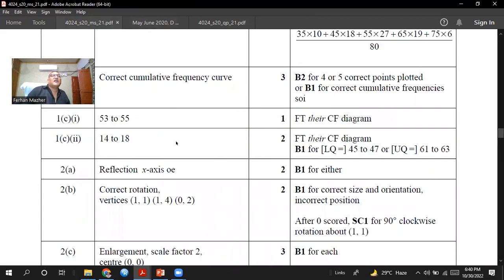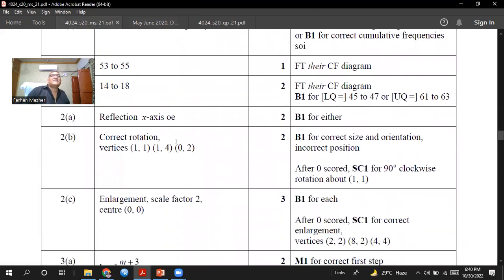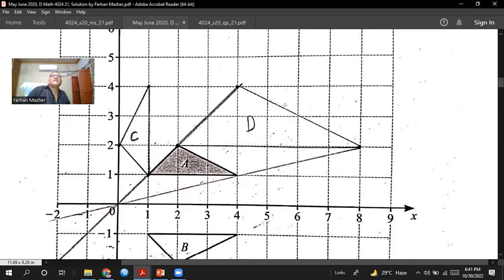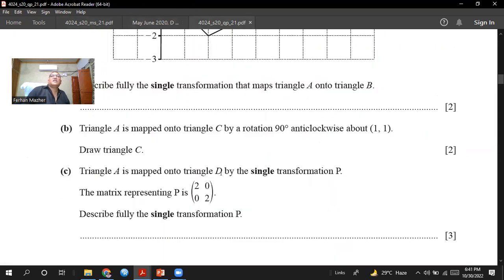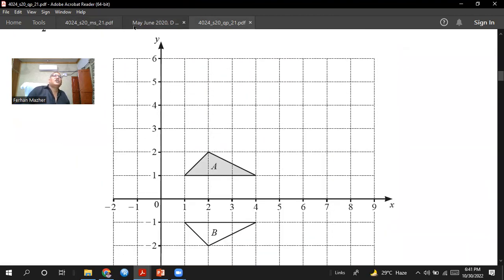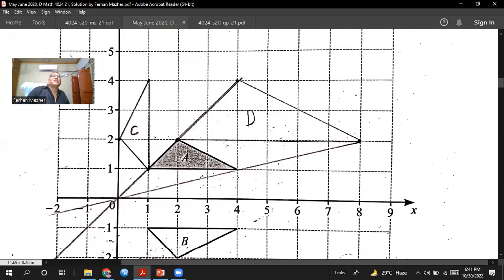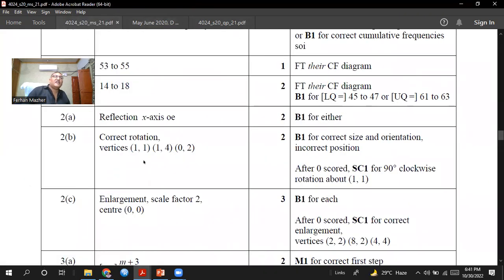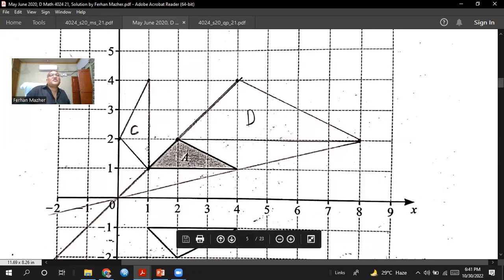So you can see the reflection in the x-axis. These are the answers, and the rotation about (1,1), correct. Let's see what the question was: anti-clockwise, you are supposed to rotate it. So we are done with this question. You can see the coordinates given there, and our answers are right: (0,2), (1,4), (1,1). These are the coordinates of that triangle C, which we have also drawn here.